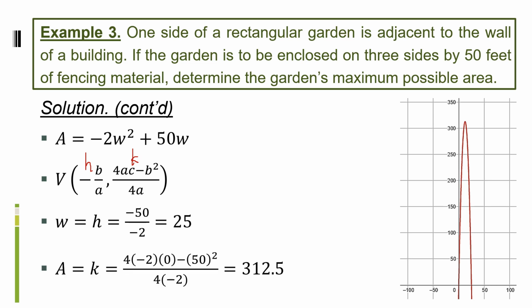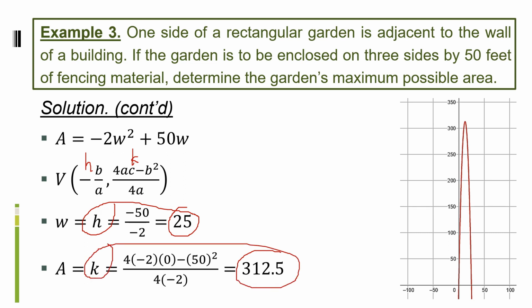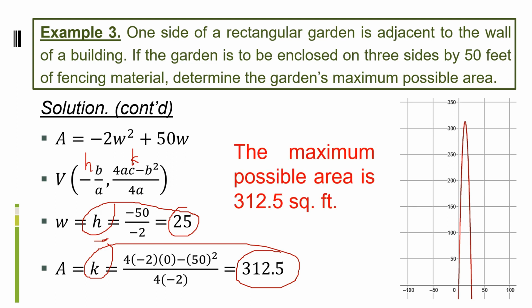And what is that maximum possible area? That is our K. That is 4 times negative 2 times 0 minus 50 squared over 4 times negative 2, or that is 312.5. This 25 here, our H, this is the width that will give us the maximum possible area. And our 312.5 is our K, which is the maximum possible area at width equals 25. Therefore, the maximum possible area is 312.5 squared units.